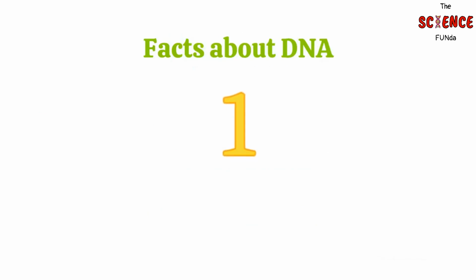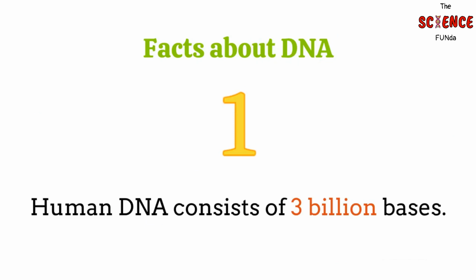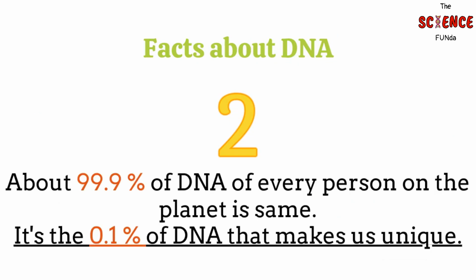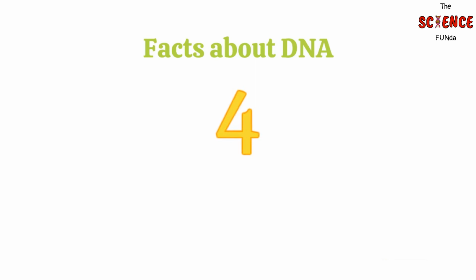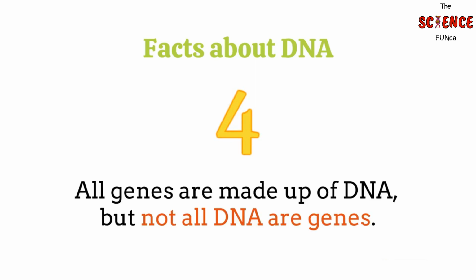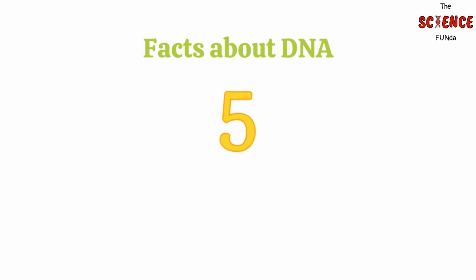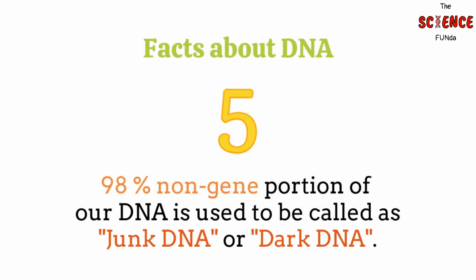At last, let us know about the 5 interesting facts about DNA. First, human DNA consists of about 3 billion bases. Second, about 99.9% of DNA of every person on the planet is the same. It's the 0.1% that makes us unique. Third, our red blood cells lack DNA. Fourth, all genes are made of DNA, but not all DNA are genes. And fifth and the last one, the 98% non-gene portion of our DNA used to be called junk DNA or dark DNA.